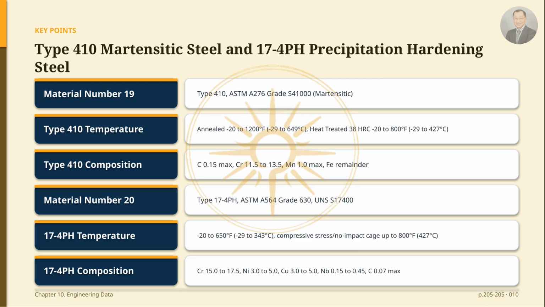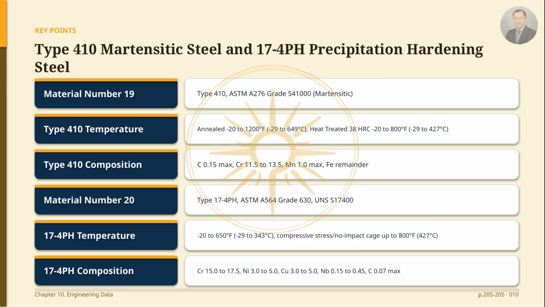Material number 20, type 17-4pH, is ASTM A564 grade 630, UNS S17400. The basic operating temperature is minus 20 to 650 degrees Fahrenheit, or minus 29 to 343 degrees Celsius, but for applications such as cages where stresses are generally compressive and there is no impact loading, it can be used up to 800 degrees Fahrenheit, or 427 degrees Celsius.